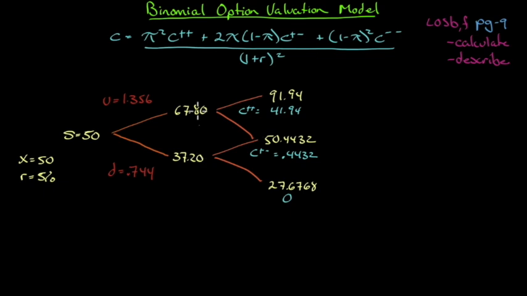From this, we don't have to figure out the intermediate prices and then figure out this. We can go right to that final move. All we need now is pi, and that is 1.05 minus D, which is 0.744, over 1.356 minus 0.744. Bang away on your calculator. You'll get 0.5. Are we ready to go?